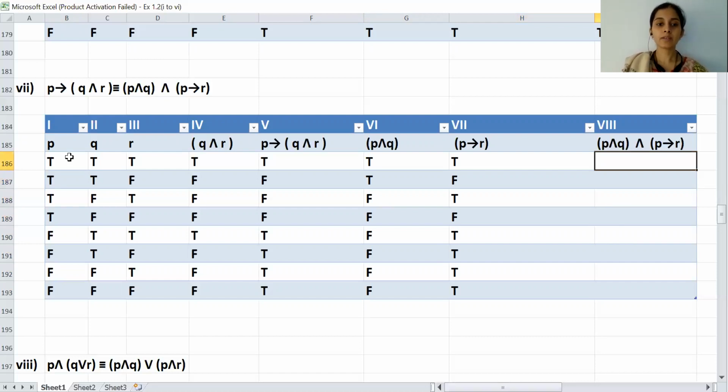Next one, eighth one. The eighth column is your entire right hand side. P and Q and P and R. So P and Q, that is your sixth column, and P implies R. So that is your seventh column. So we have to AND 6 and 7. So let us read through 6 and 7. True and true, true. True and false, false. False and true, false. False and false, false. False and true, false. False and true, false. False and true, false. False and true, false. Okay.